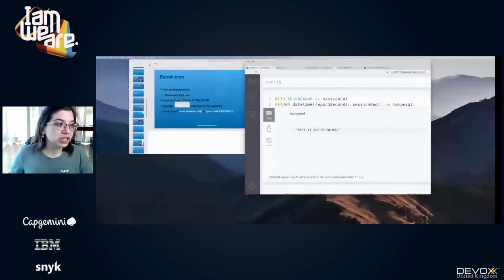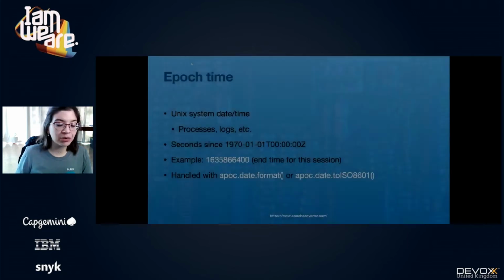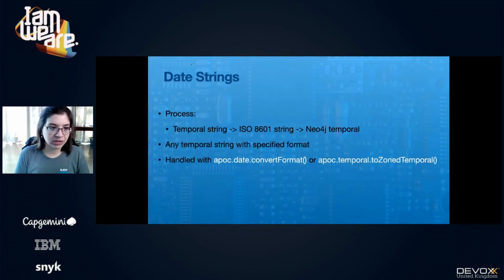So let's switch now, go back to our presentation, and we'll cover just a little bit more ground. So we saw that. Now we're going to talk about date strings, which is kind of where we segued a second ago. If you're dealing with a temporal string, you need to get to an ISO 8601 string and then convert to a Neo4j temporal, more than likely. Any type of temporal string, any specified format you have, that's fine. Neo4j can convert it using apoc.date.convertFormat.